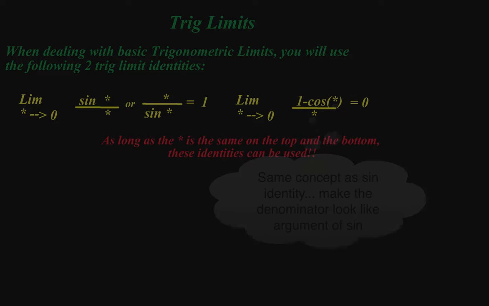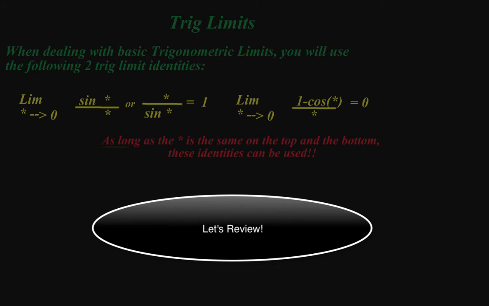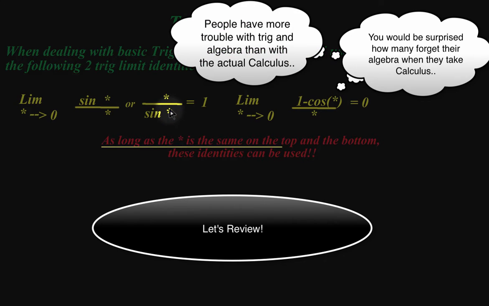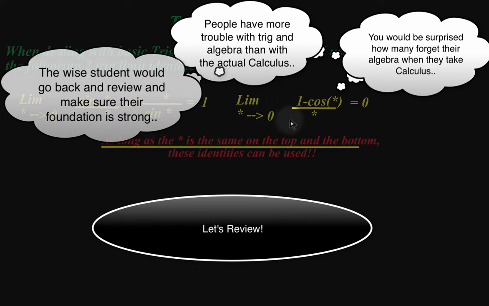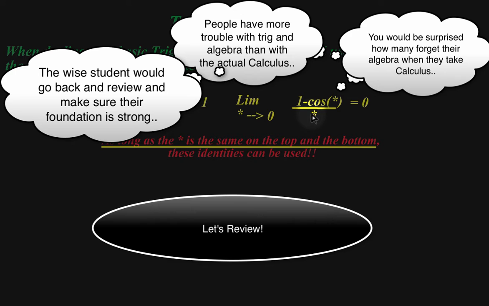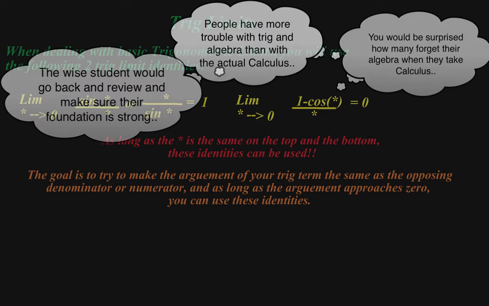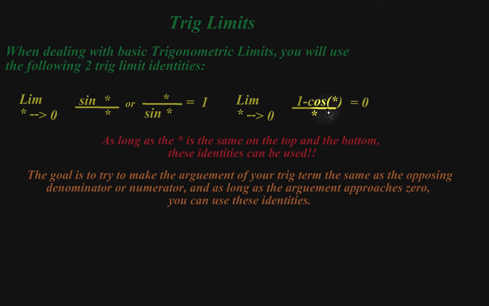So reiterating that concept, it's make this the same as this. Usually you're just going to multiply by something on top and bottom. Okay? Don't forget, if you multiply something on bottom, you also have to multiply it on top. So again, the goal is to make the same arguments here. Make sure this goes to 0.